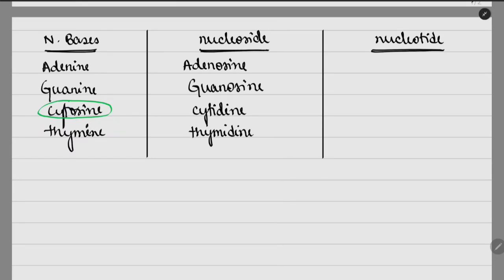And for the nucleotide, I said one wrong thing earlier. A nitrogenous base with pentose sugar forms a nucleoside, and along with that, if a phosphate group is added, then the nucleotide will form. The nucleotides are adenylate, guanylate, cytidylate, and the last one, thymidylate.